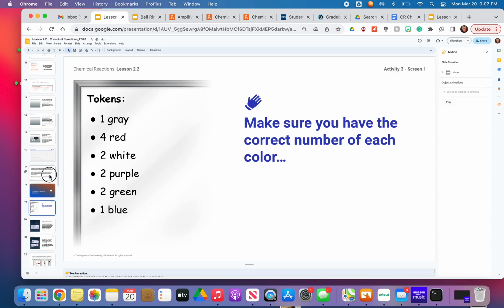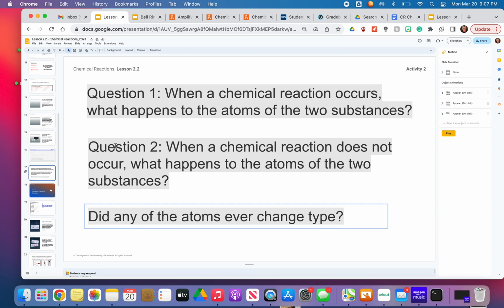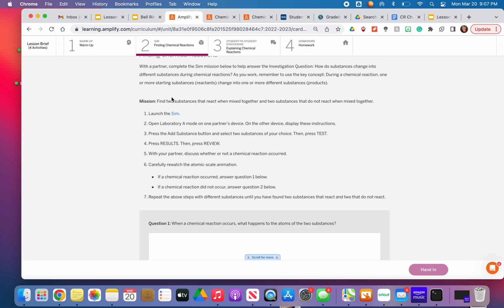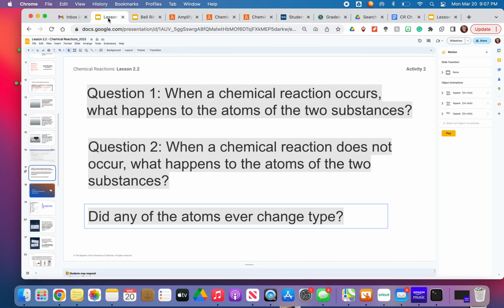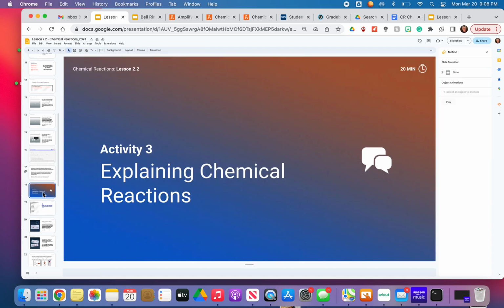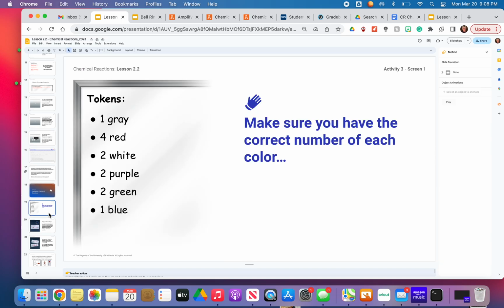So after you answered these questions, I want you to Amplify right here on your activity number 2. You've got these questions answered. Please make sure that you hand those in so I can check your progress there. And then the last thing we did in class is we used tokens to explain chemical reactions. Let me show you what I mean.